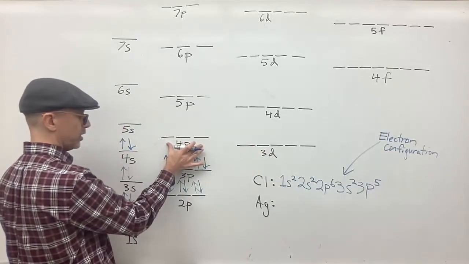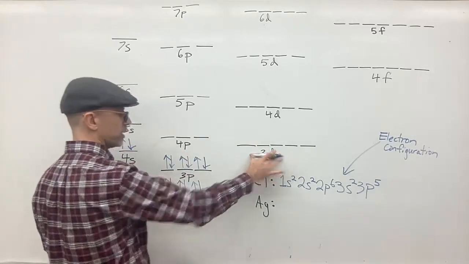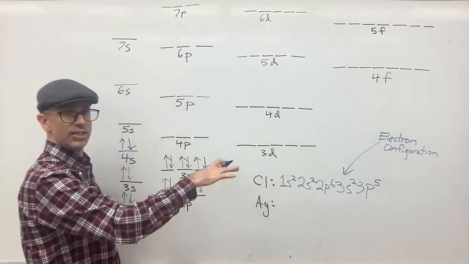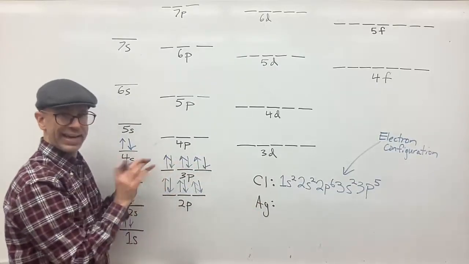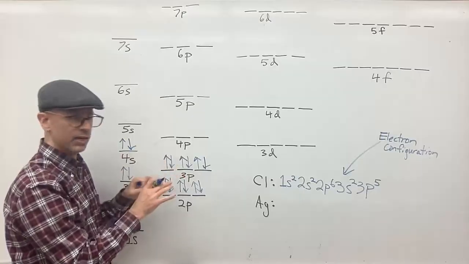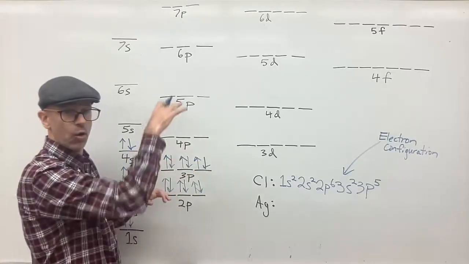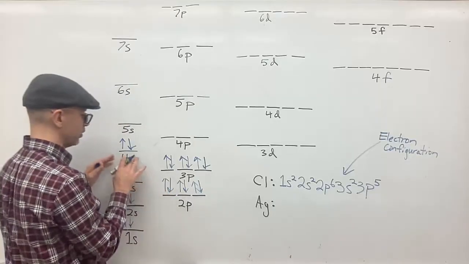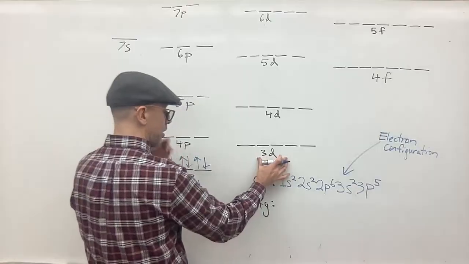I'm not going to 4p because 3d is lower in energy, so we're going to go to this one because, again, electrons want to be in the lowest energy possible. So as our guests to the hotel are coming in, they want the lowest floors possible. They don't want to go up any more stairs than they have to. So this, after the 4s, is the 3d.